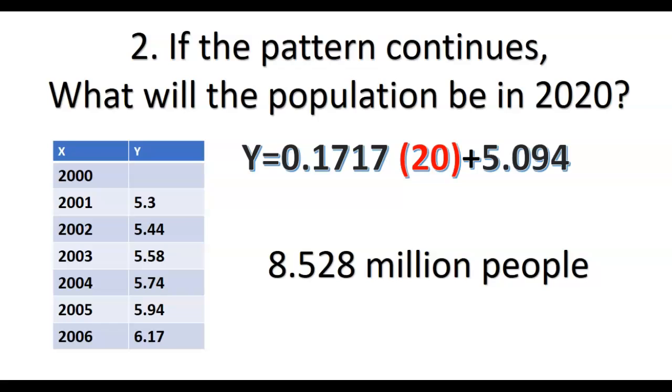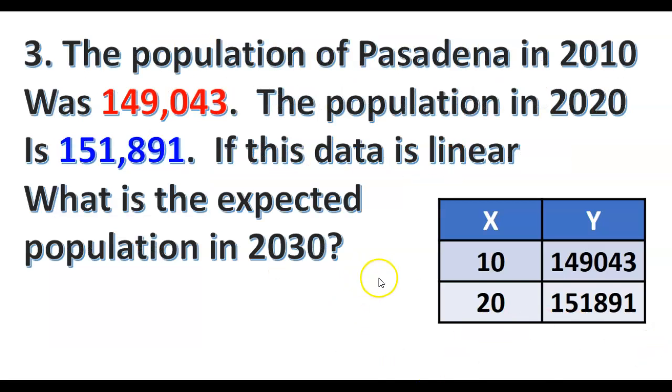Well, how many data points do I need in order to use this line of best fit in Desmos? All I need is 2 points. So I looked up yesterday, the population of Pasadena in 2010 was this number. And the population in 2020 is this number. These are actual data points for Pasadena, Texas. If the data is linear, what would the expected population in 2030 be?